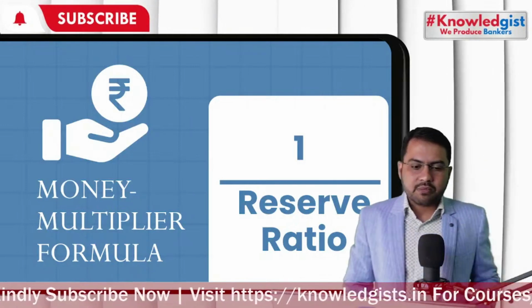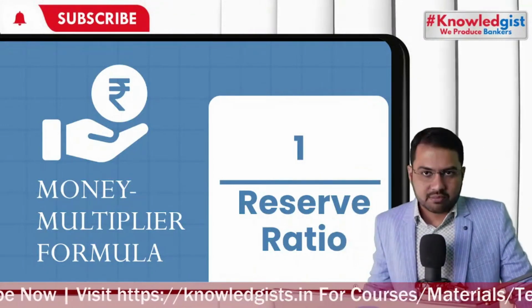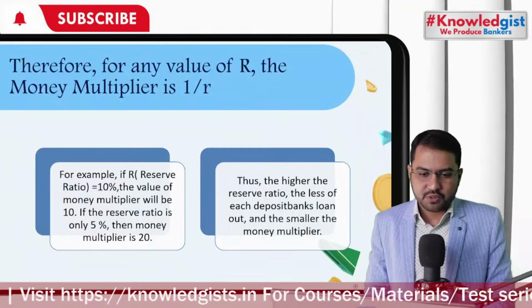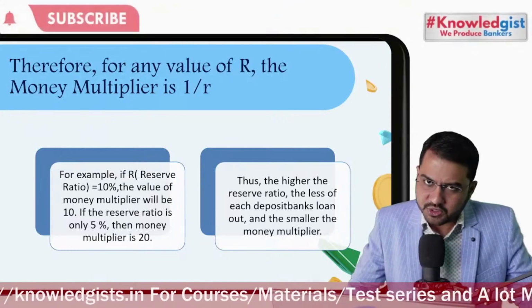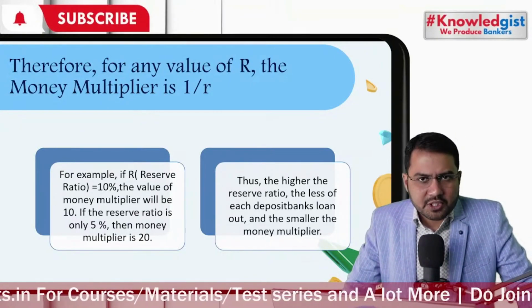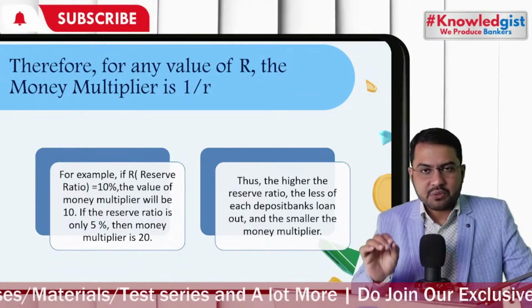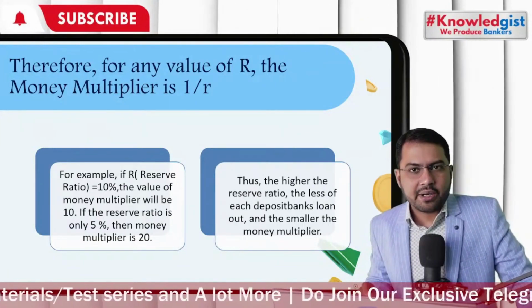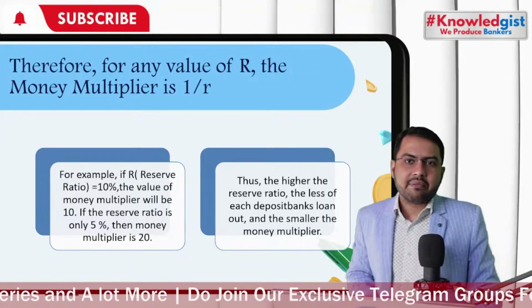Okay, so what is the formula of money multiplier? It is 1 by R. R means the reserve ratio. 1 by reserve ratio. They may ask you sometimes, because nowadays they are asking tough questions from economy too. So if the reserve ratio is 10%, 1 by R, 1 by 10 percent is equal to 1 by 10 by 100. That means 100 by 10 is equal to 10. So the multiplier effect is 10.